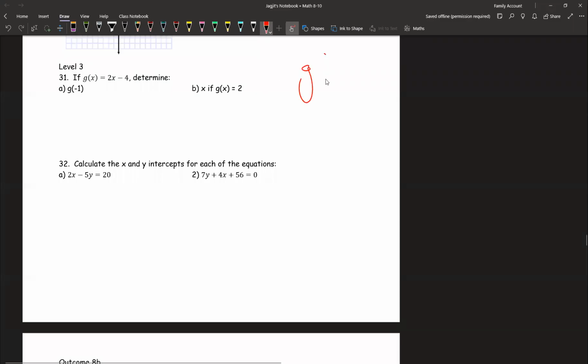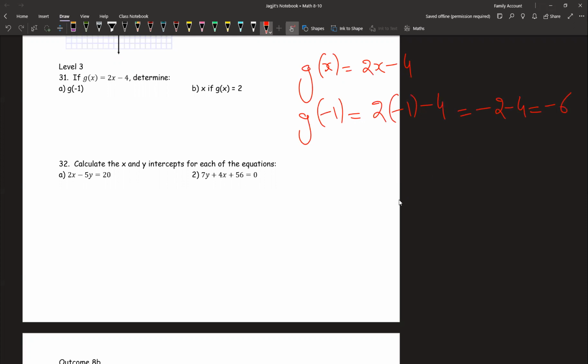Hey guys, now they've given you a g of x equation, which is 2x minus 4, and they're asking you to find g of minus 1. G of minus 1 just means that for x, you're going to put in minus 1. So in this equation, anywhere you see x, you put minus 1 in that place. So that becomes minus 2 minus 4, which is minus 6.